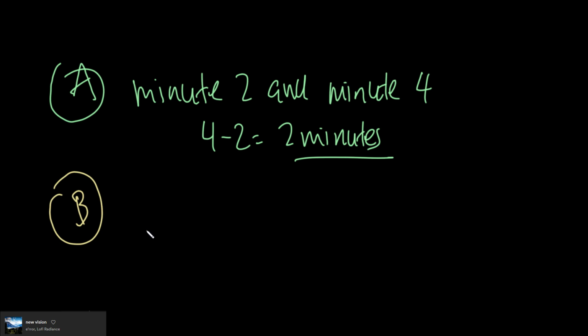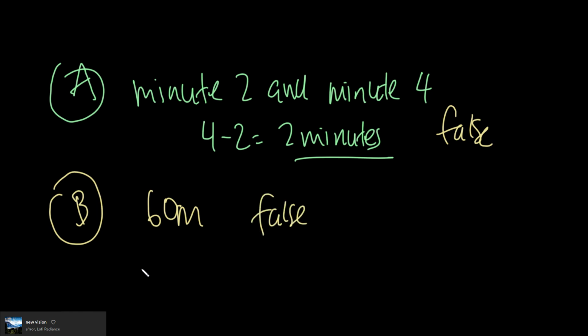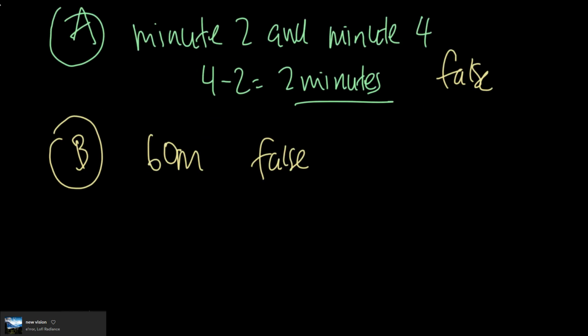For statement B, it says he traveled 120 meters for the first minute. So if we look at minute 1 on the x-axis, my distance would be between 40 and 80, right? Which is 60 meters, which means he did not travel 120 meters. So the statement is false, which means it's not our answer. We want the true statement, right?